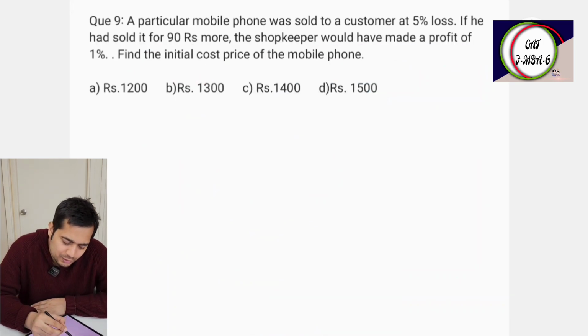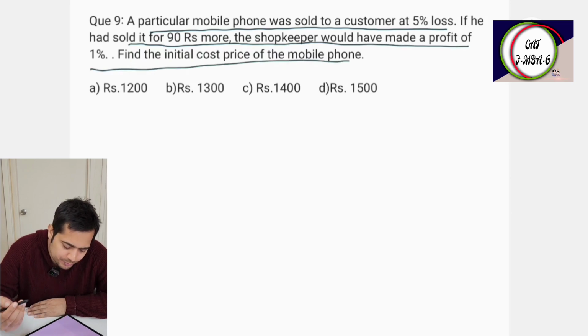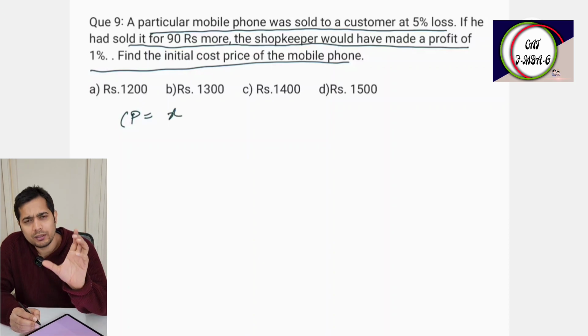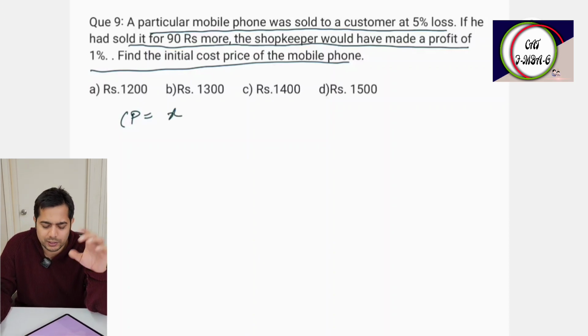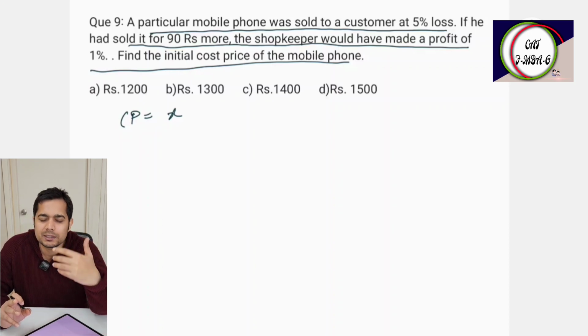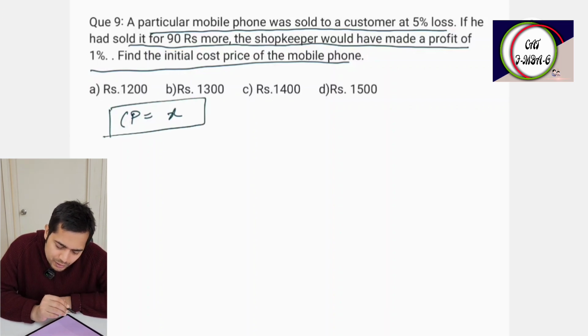Now it is given that a particular mobile phone was sold to a customer at 5% loss. If he had sold it for 90 rupees more, the shopkeeper would have made a profit of 1%. Find the initial cost price. Let us say cost price is equal to X rupees. Understand this concept very easily. If you are able to understand this question, you can do all the cost price, selling price, profit loss questions. Trick is the same. Let us say cost price is X.